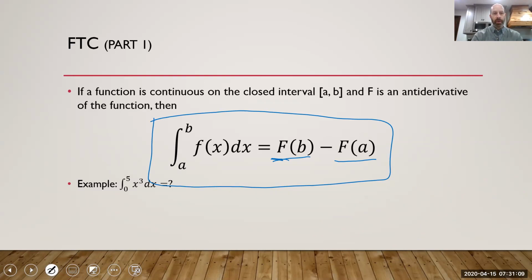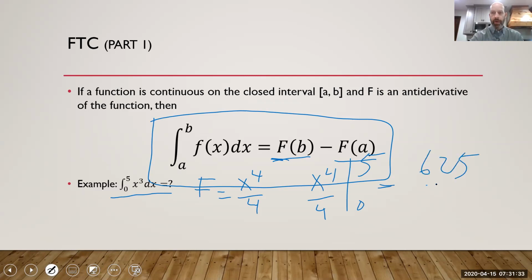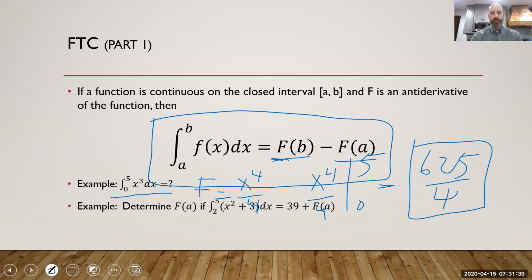So for example, if we wanted to find this definite integral, we would find that the antiderivative F is going to be x to the 4th over 4, and then we would simply evaluate that from 0 to 5, and that's going to give us 625 over 4. So this is a quick way of evaluating definite integrals.